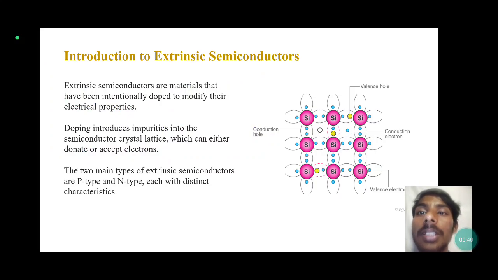Introduction to extrinsic semiconductors. Extrinsic semiconductors are materials that have been intentionally doped to modify their electrical properties. Doping introduces impurities into the semiconductor crystal lattice, which can either donate or accept electrons. The two main types of extrinsic semiconductors are P-type and N-type, each with distinct characteristics.